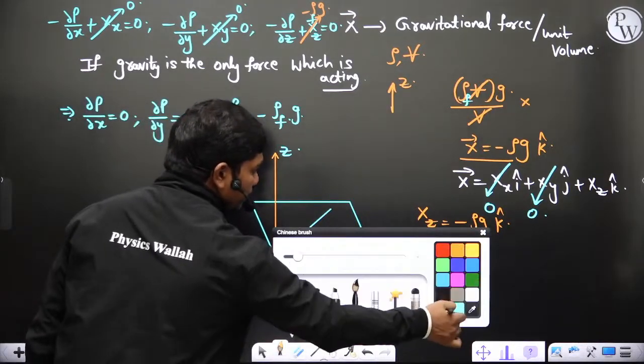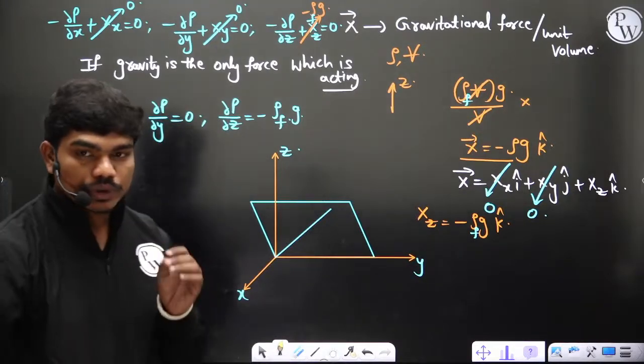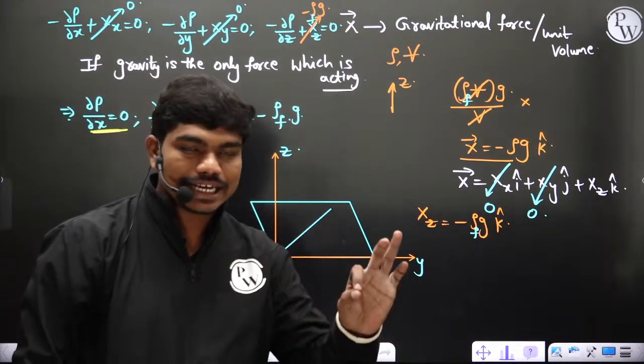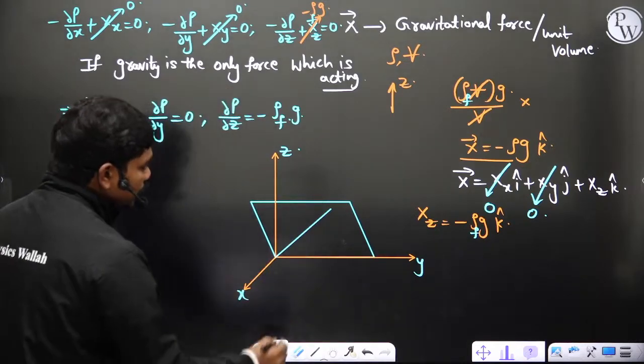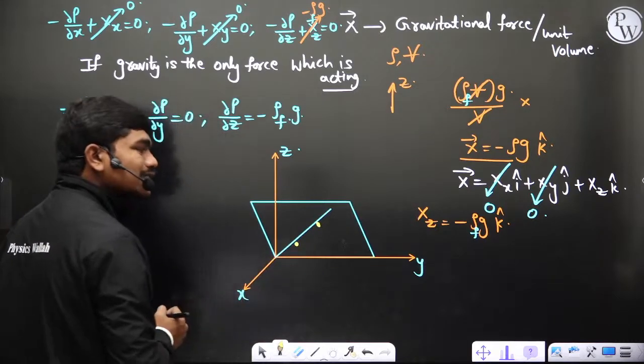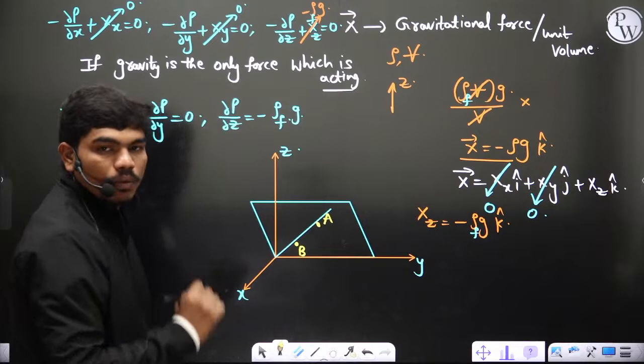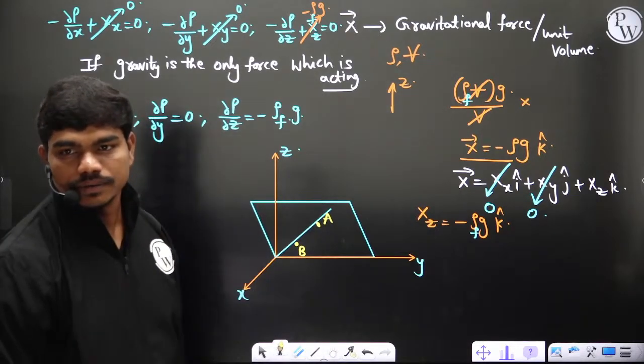Can anyone tell me, if ∂p/∂x is equal to 0, that tells you the variation of pressure in the x direction is 0, correct? If I take 2 points here on this plane which have the same x coordinate, for example, if I call this point A and this point B, what is the pressure difference between these 2 points?